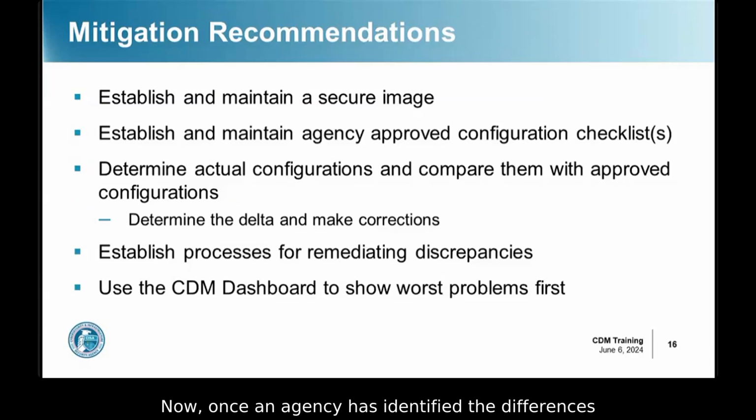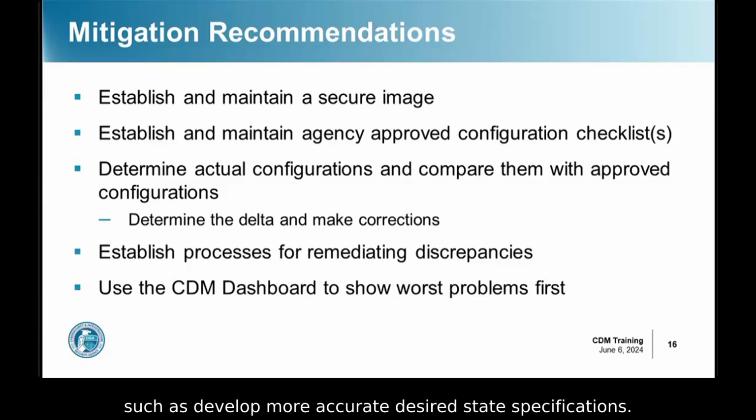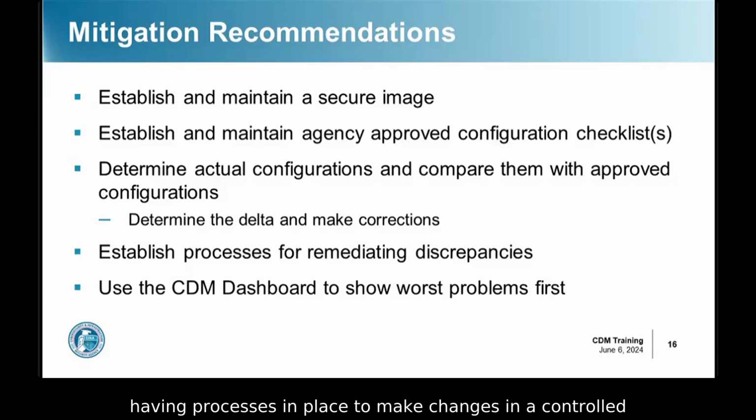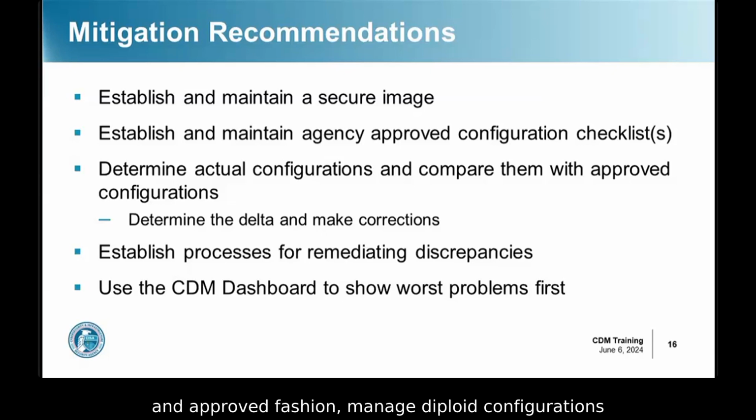Now, once an agency has identified the differences between actual and desired states, you can then analyze and understand those differences and determine the appropriate corrective actions, such as develop more accurate desired state specifications. Those might include things like establishing and maintaining configuration inventories, establishing and updating baseline configurations for systems, having processes in place to make changes in a controlled and approved fashion, manage deployed configurations, and monitor changes, which include auditing changes against those established in the inventory or baseline, having a controlled process for exceptions with periodic review, having automated mechanisms to centrally manage, apply, and verify configurations, establishing non-persistent settings to protect against unauthorized changes.